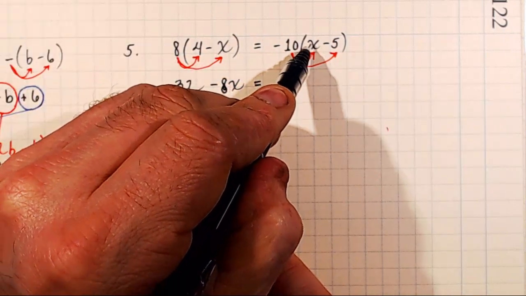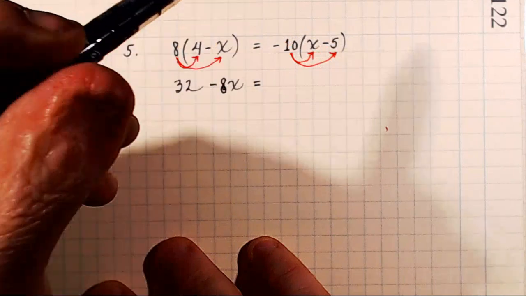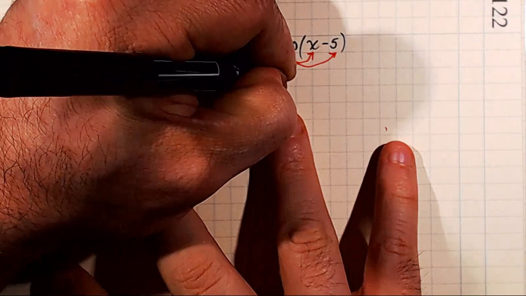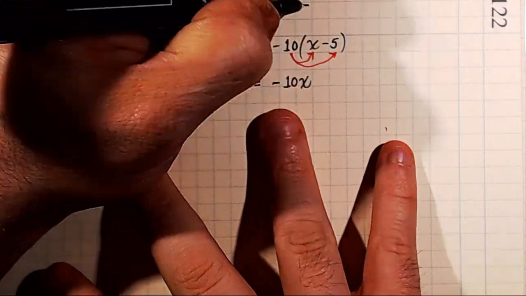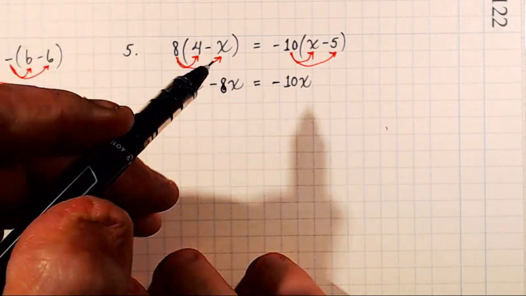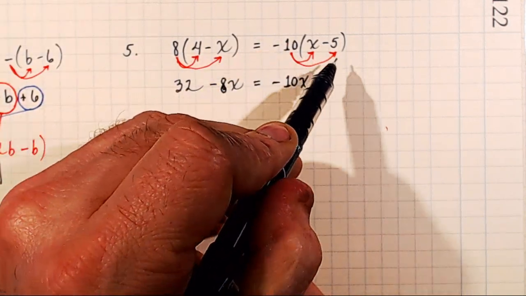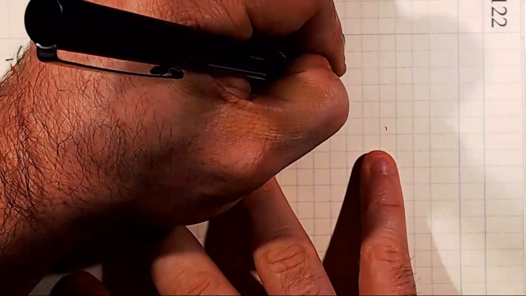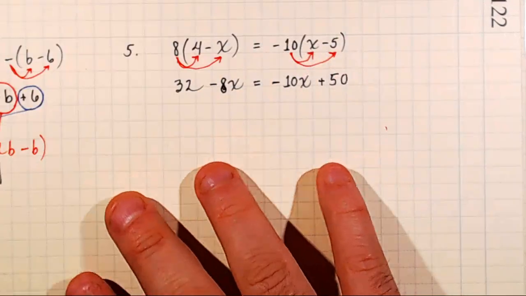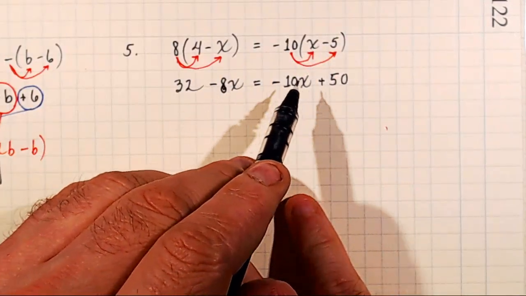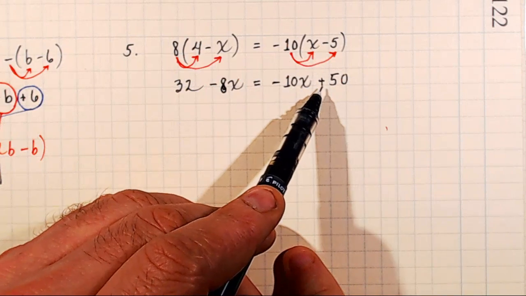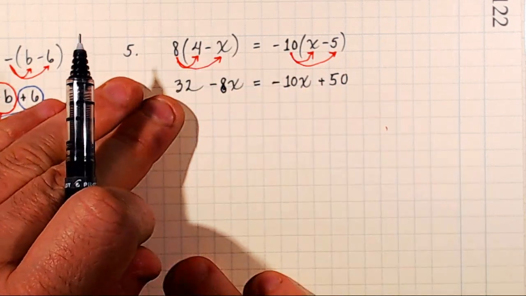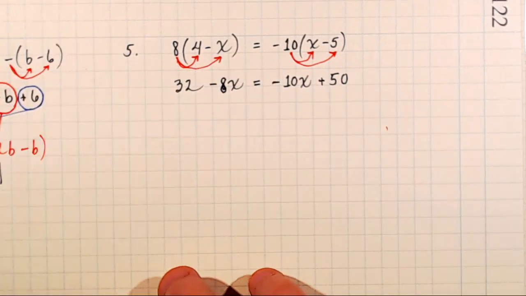Negative 10 times x. Well, that's negative 10 times 1x. So that's negative 10x. Negative 10 times x is negative 10x. Now we're multiplying negative 10 and negative 5. Well, negative 10 times negative 5 is positive 50. So we're just writing down what we get from each of our little intermediate calculations and the associated sign. So it starts to look like another equation. Now we've gotten rid of our parentheses, which is good.